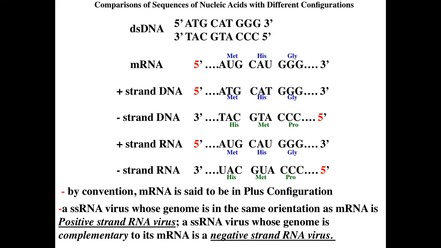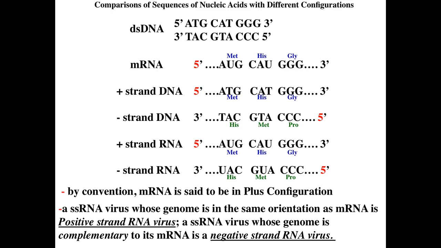If you had a positive strand RNA virus, this would be something like poliovirus. Polio is a single-stranded, positive strand RNA virus. The RNA genome would exist exactly like this. So it could be translated directly. So if this is a poliovirus genome, as soon as it gets injected into the cytoplasm of a host cell, hopefully not yours or mine, it can be bound by ribosomes and translated directly into methionine, histidine, and glycine.